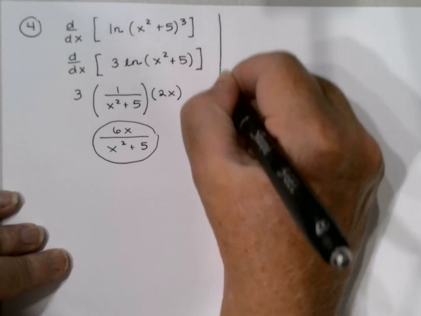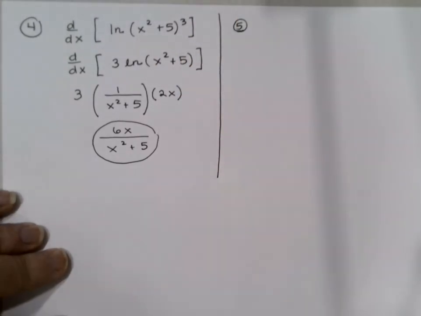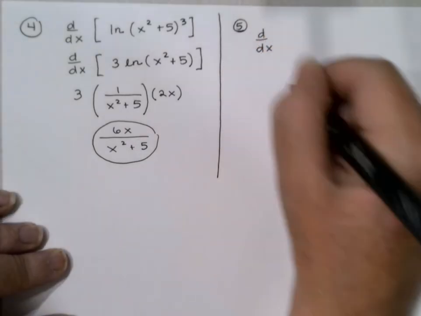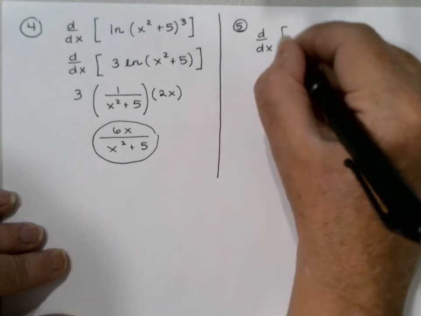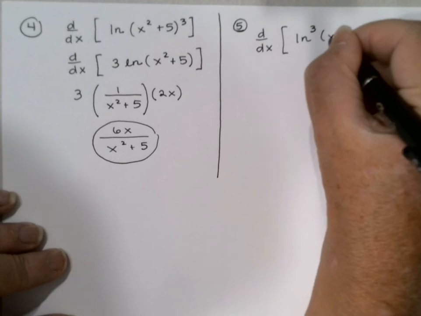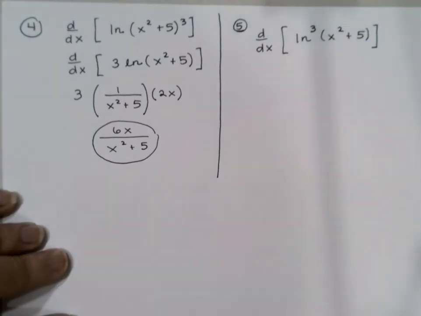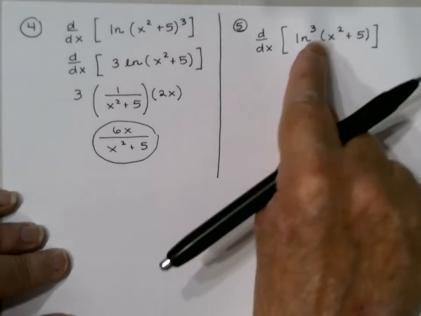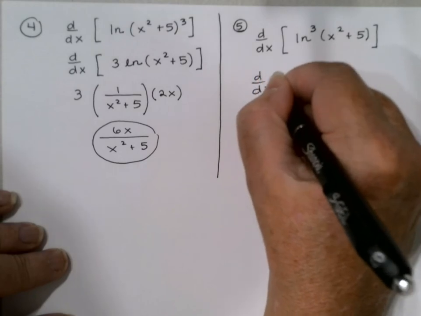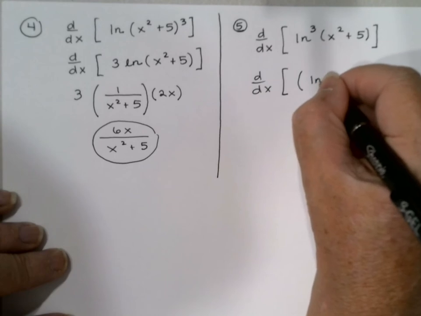I'll put this next one right next to it because I want you to really see the difference. What if I change the looks of this problem just slightly? What if I want the derivative of the natural log cubed of x squared plus 5? Just like trig functions, when I put the cube on the function itself, what that really means is the whole log function is cubed.